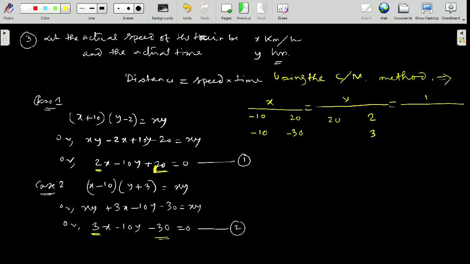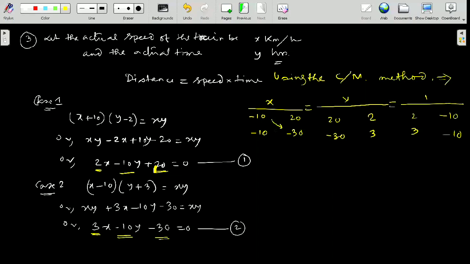Obviously for calculating y, you will write this 2 and 3 on the right. So on the left only you have to write the coefficients of x. I write the coefficients of x. This is 20 and minus 30. Then for the constant, only the coefficients of x and y: here it is 2, 3, and the y coefficients are minus 10 and minus 10.